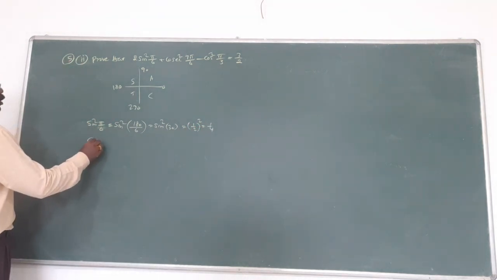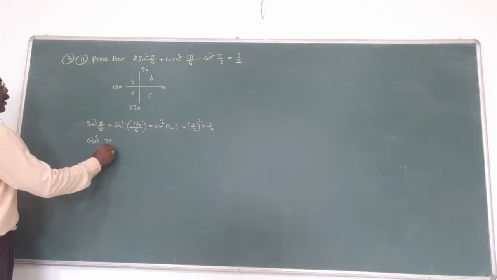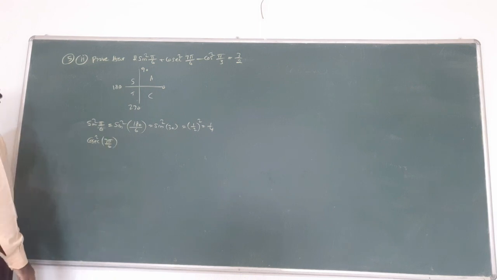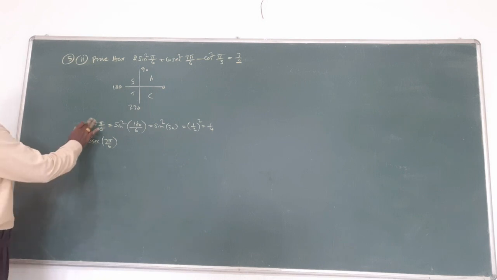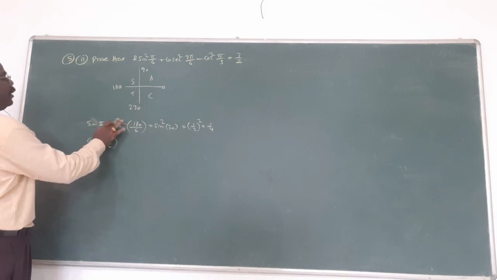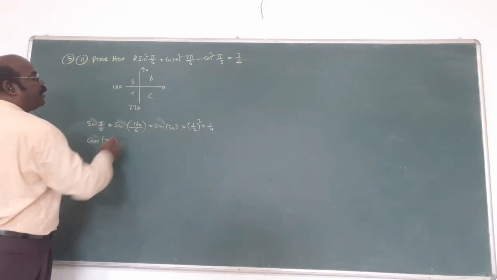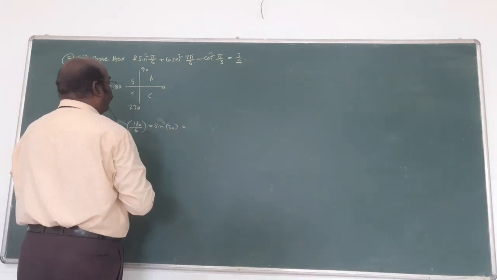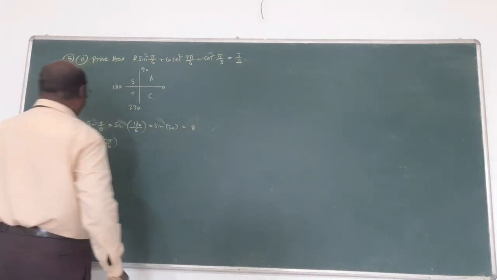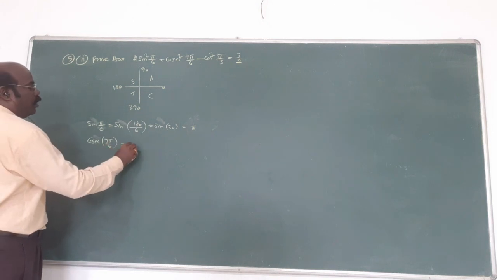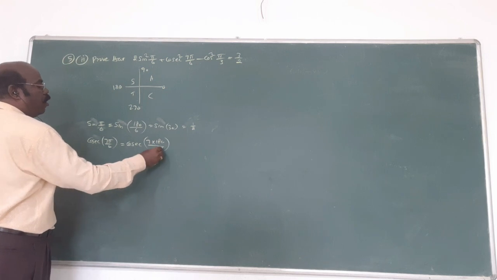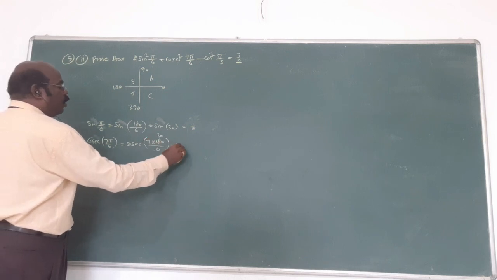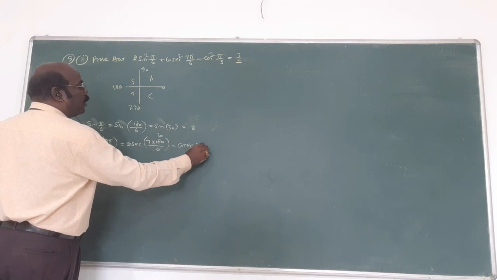Next is cosecant square 7 pi by 6. You consider cosecant pi by 6 after square, that is easy for you. Otherwise, first consider sin pi by 6, only sin pi is 1 by 2 after square. Am I right? Cosecant 7 pi by 6 equals cosecant of 7 into 180 by 6. How much? 30 times 7, equal to cosecant of 210 degrees.